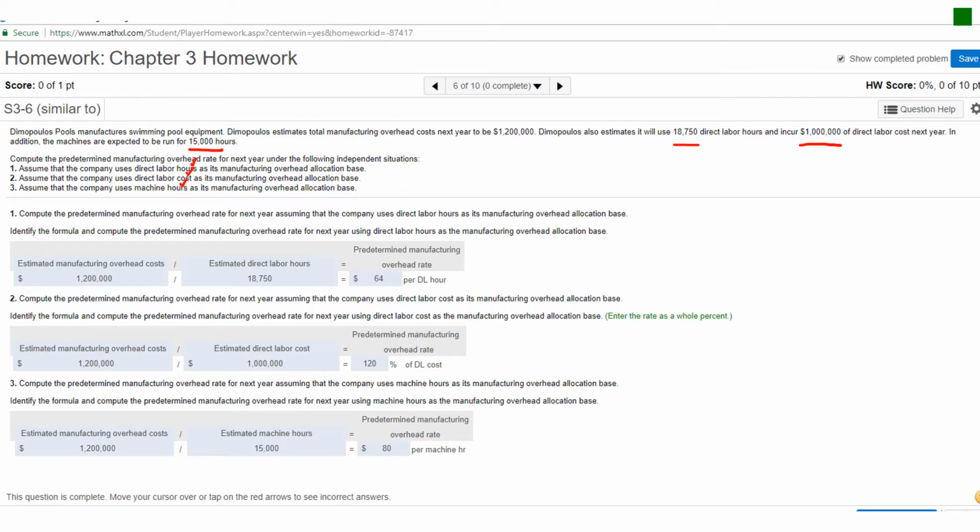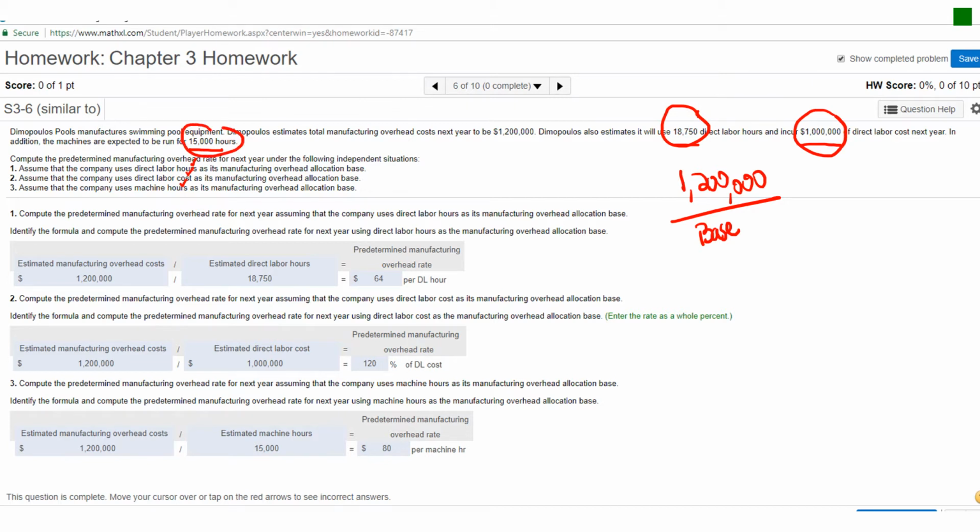Now for all of them, remember the numerator is going to be the estimated overhead. So for every one of these, it's going to be 1,200,000 divided by whatever base you want it to be. If you want direct labor hours, you're going to use 18,750. If you want direct labor cost, you're going to use 1 million. And if you want the machines, you're going to use 15,000 hours.